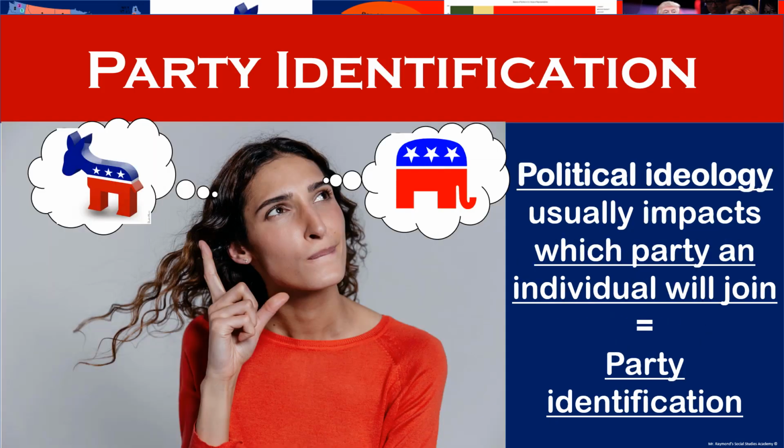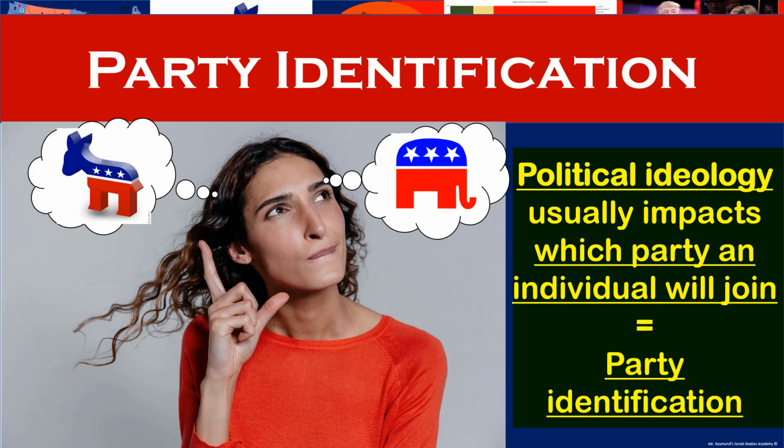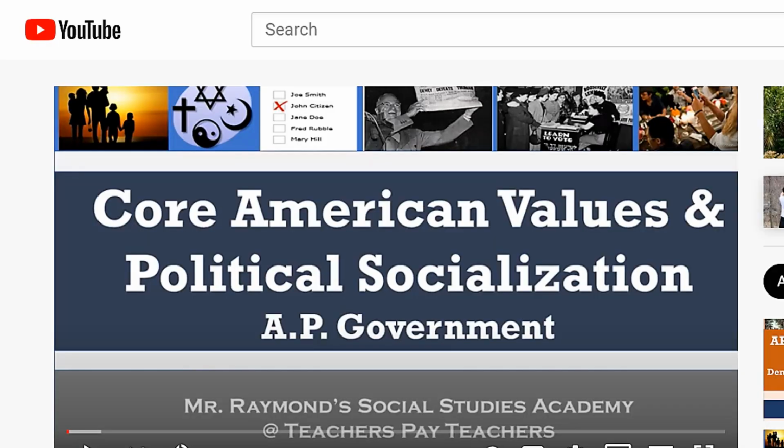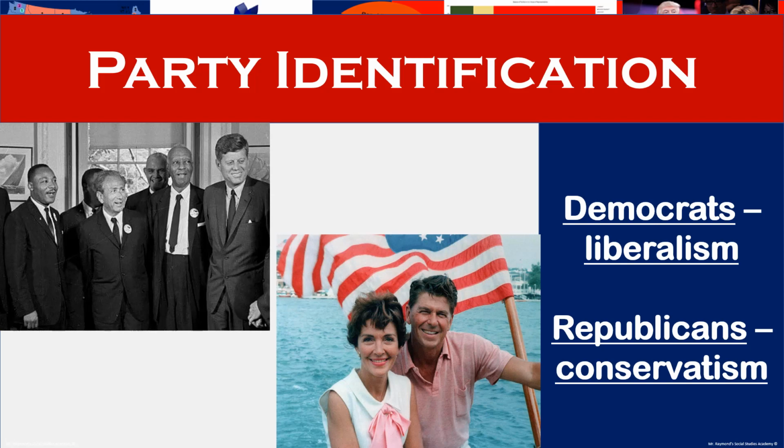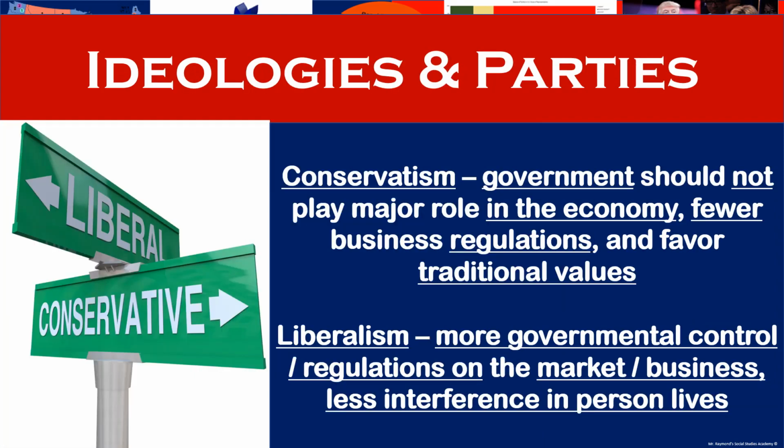Whichever political ideology an individual aligns with usually impacts which political party they will identify with, aka party identification. And the driving factors are something that we covered in our lesson on political socialization in a previous lesson. So it's probably no surprise to you that Democrats often align with the liberal ideology and Republicans with conservatism.